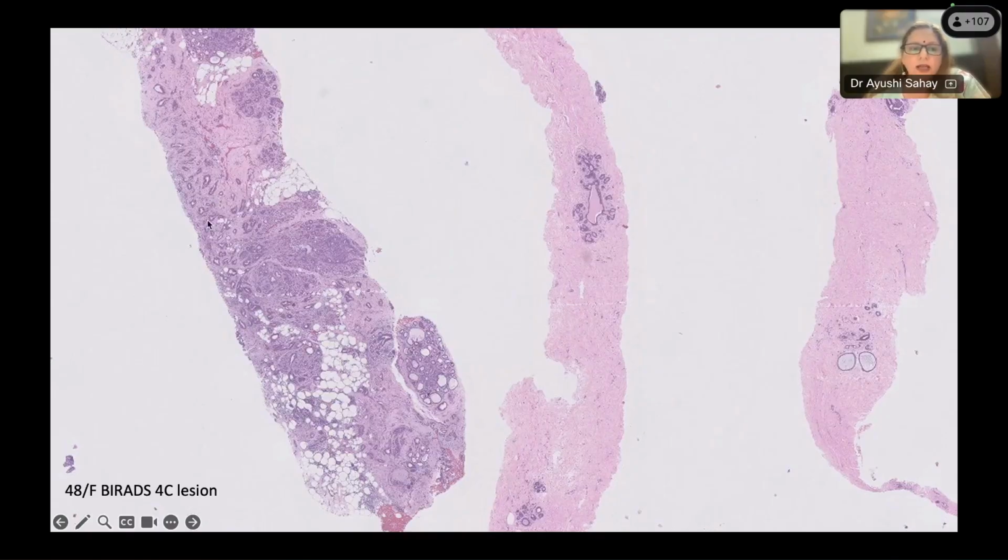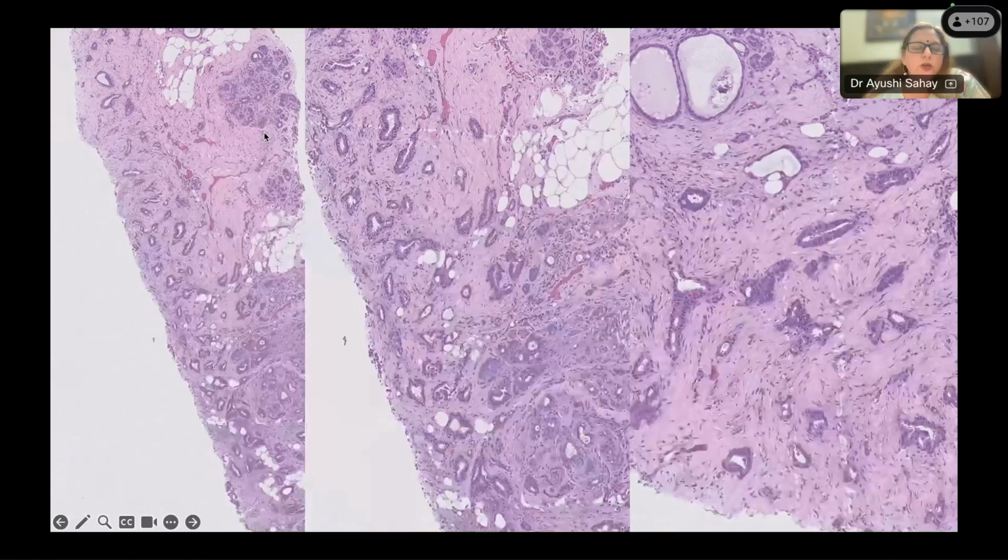and on the high power, you can see that it is composed of, again, elongated angulated glands. Each gland has a lumen, and it is showing some kind of desmoplasia. Now, compared to the previous case where you thought desmoplasia, but those were myoepithelial cells, here you can see this myofibroblastic stroma in between, which is different from the one we saw earlier.